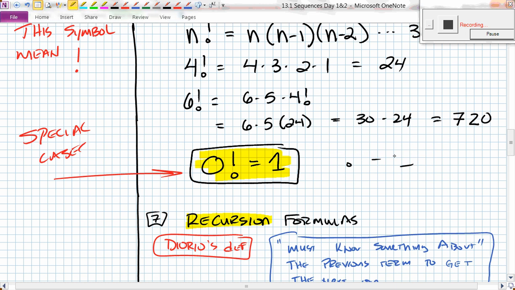No, that's just how I write my exclamation points. I'm just happy to write it like that.